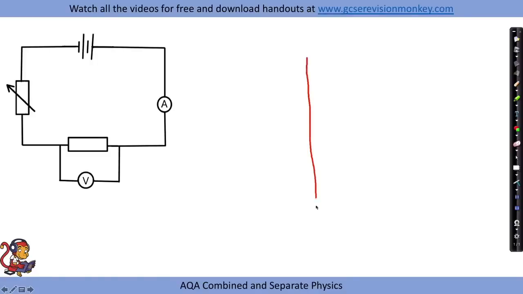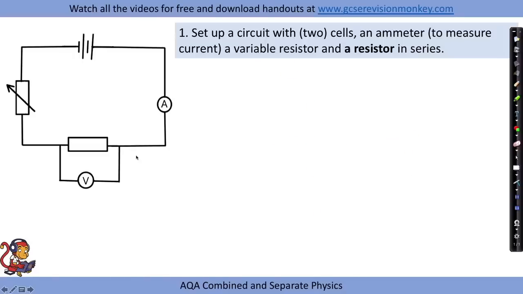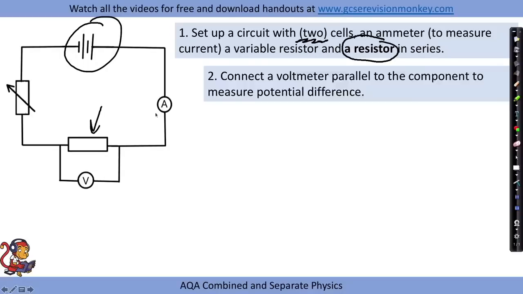So our end goal is to be able to draw a graph of current against potential difference and plot all of our results on our graph. To get there, what we need to do is set up the circuit. I've just suggested 2 cells. You might just put a battery in there, or just 1 cell, it doesn't really matter. An ammeter to measure current and a variable resistor. And we're going to start off with a resistor in series. That's just the component that we're looking at. We then connect a voltmeter parallel to the component to measure potential difference.